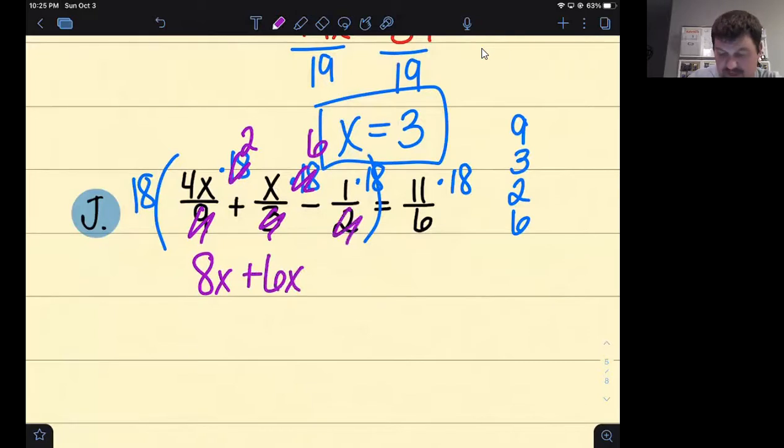The 2 is going to cancel out with the 18 to give me a 9. That's because 1/2 of 18 is 9. That's going to give me a minus 9. And the 6 is going to cancel out with the 18 to give me a 3, and that's going to give me equal to 33.